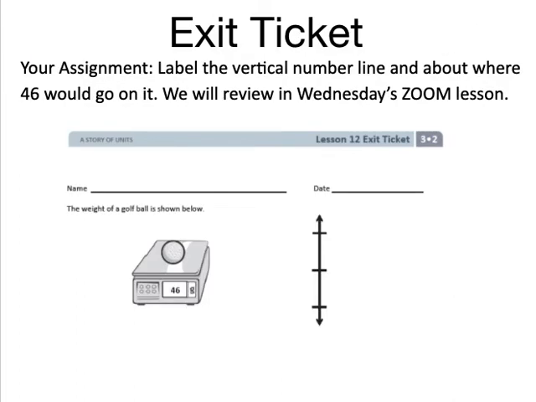And lastly, we have an assignment. I'm going to ask you to label this vertical number line and about where 46 would go on it. We're going to review this in Wednesday's Zoom lesson. So I have a picture of a golf ball on a scale, and this golf ball weighs 46 grams. So I would like for you to label the weight that would go here, the weight that would go here, and where 46 would go here in the middle. Don't let this line right here in the middle confuse you. 46 might not go right there because 46 isn't exactly in the middle of anything. So go ahead and think of that.